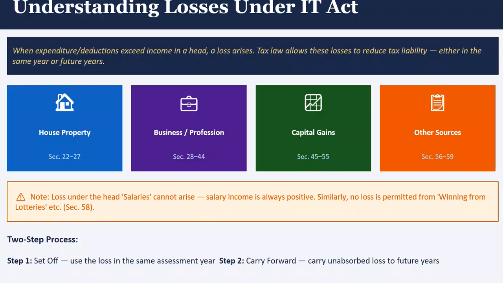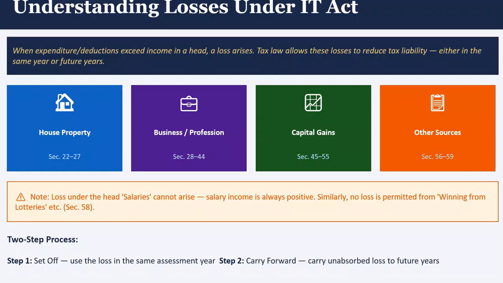First, a loss is created whenever the expenditure in relation to a head of income is more than the income in relation to that head. A loss arises. For example, if expenses in business are more than the sales of the business, then there will be an overall loss. So this loss can be set off against the income arising during the year.